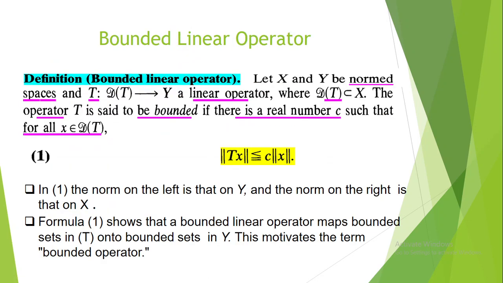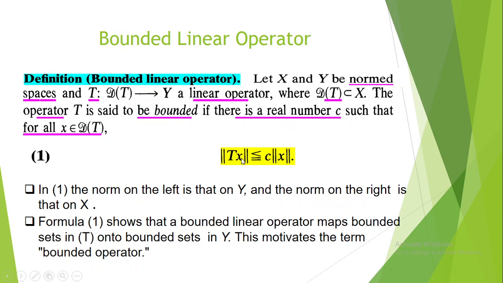Now we will define what a bounded linear operator is. For a bounded linear operator, let we have two norm spaces, one denoted by capital X and the other by capital Y. We have a mapping from the domain of the operator to the range set, meaning the norm space Y. That is, we have a linear operator T where the domain D(T) is a subset of the norm space X, and the operator is said to be bounded if it satisfies this condition.